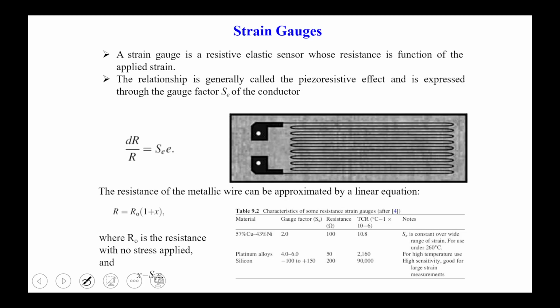So that will be given when we apply the pressure at the output side. We get the change in the resistance. R is the standard resistance, and dR, the change in the resistance, is equal to SE into E. SE is the gauge factor and E is the elasticity value of that sensor material.